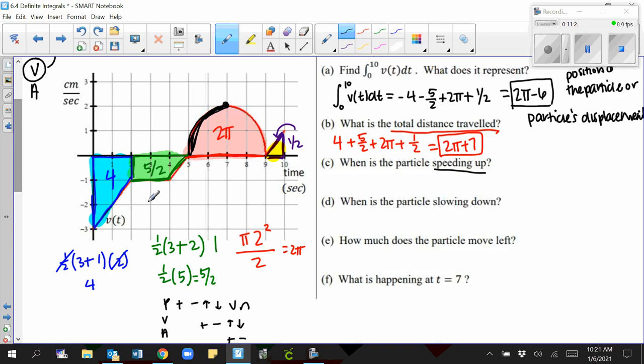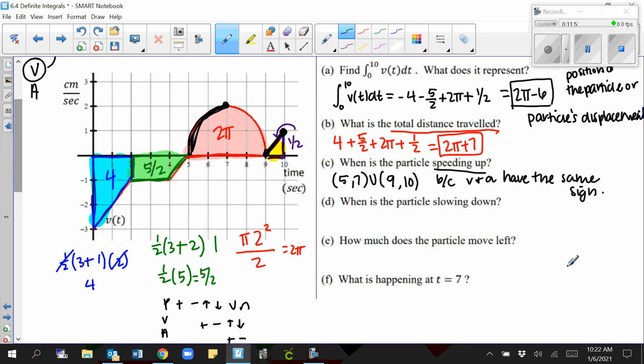Down here it's negative, so we're not even going to look at that part. Here it's decreasing, so then our next part is going to be the little triangle right there. So I'm going to say that it is speeding up from 5 to 7, and then also from 9 to 10, because the velocity and acceleration have the same sign.